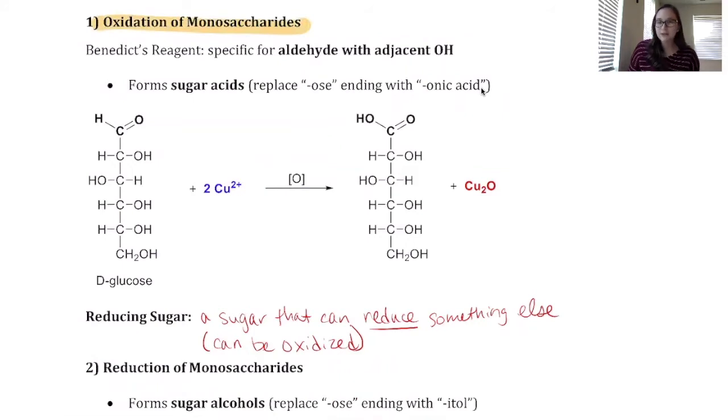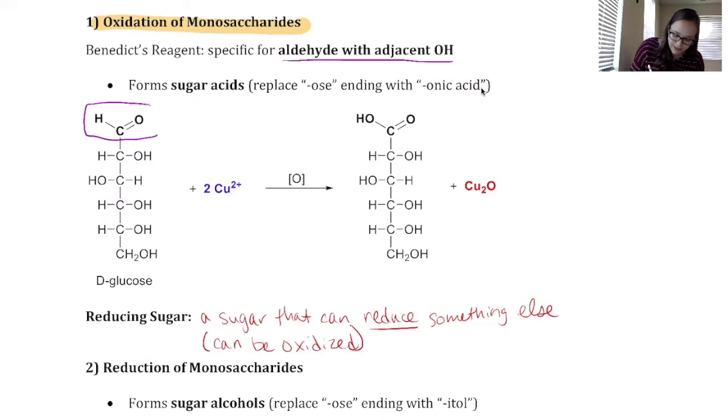Specifically, we're going to be talking about Benedict's reagent again. We've talked about this before in terms of a test for aldehydes, or specifically aldehydes with an adjacent OH group. Remember, that's the important part: it has an adjacent OH group. The reason this was developed with that in mind is specifically for sugars. So we're talking about sugars that can be reduced, specifically your aldoses, things with aldehydes on them.